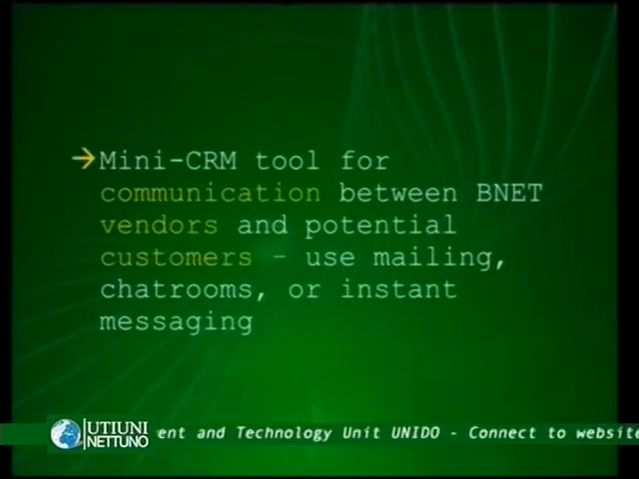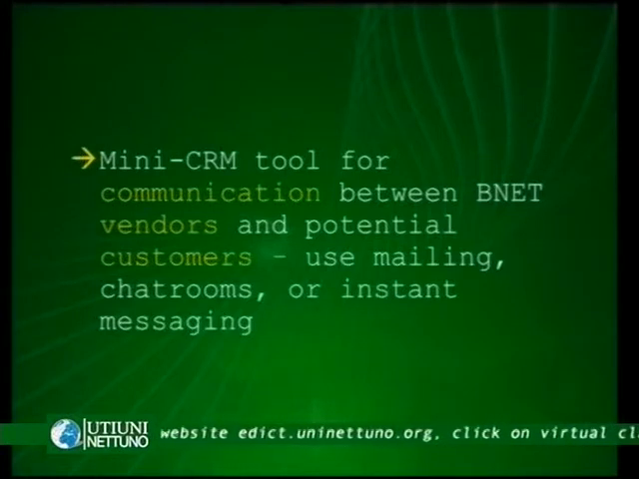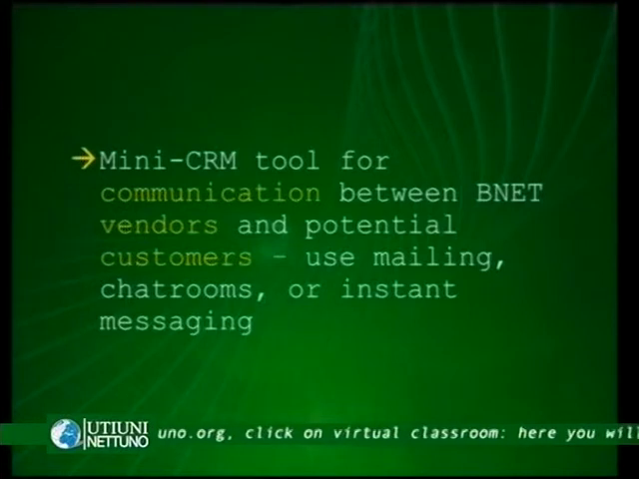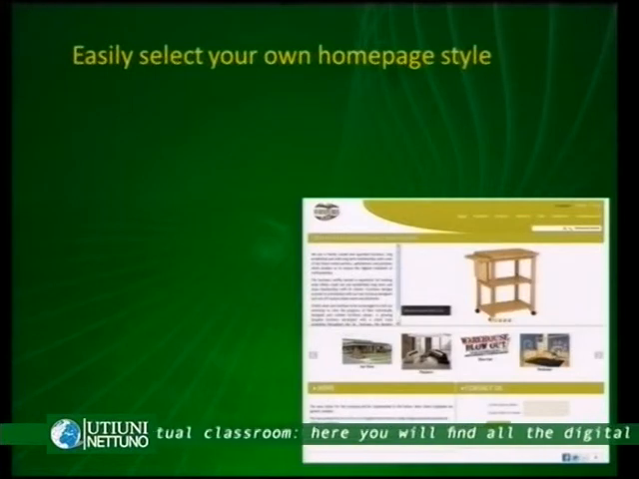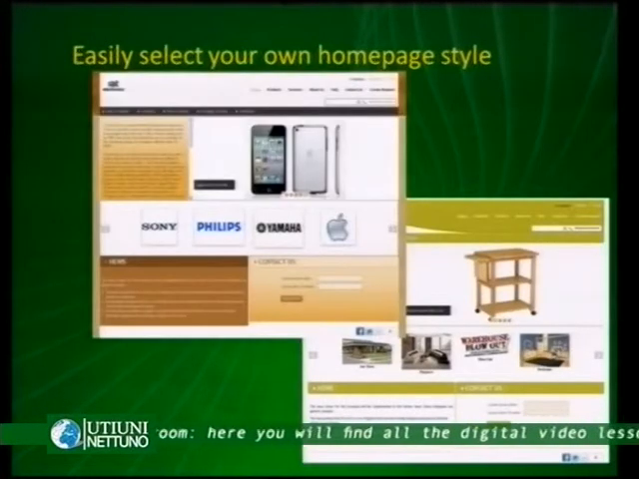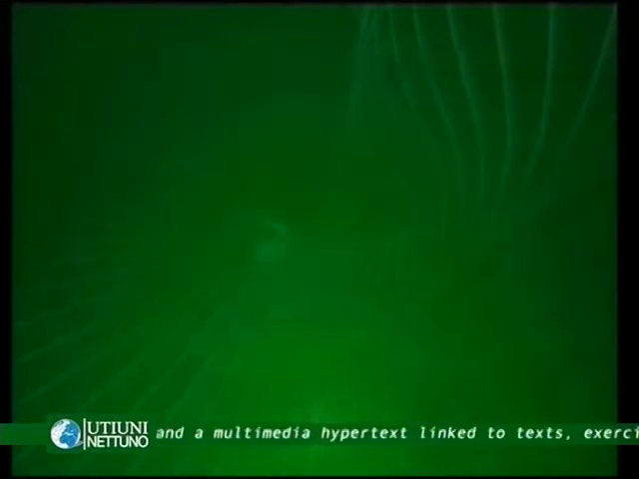There will also be a mini CRM tool to allow companies to manage their communication with vendors and customers and partners and use it as a relationship management tool. And these are some of the examples of the types of websites that companies will be able to put up on the UNIDO portal, on the IMP.